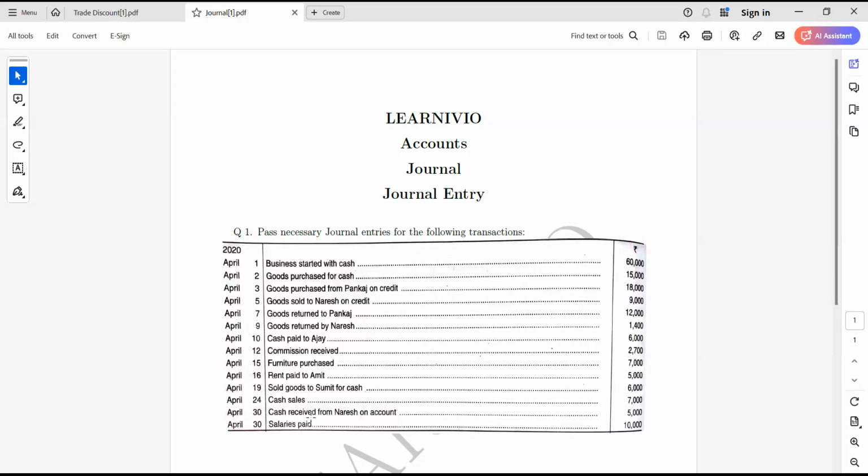Okay. Then furniture purchase. So furniture is like a real account, right, sir? Furniture is a real account, right? Okay. So purchase account debit to cash account. Purchase account debit to cash account. Yes, correct, sir. Furniture account debit to cash account.